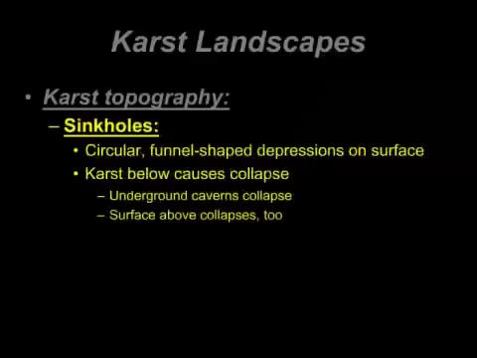Next up are sinkholes. They are circular, funnel-shaped depressions on the surface. And so key to understanding them is karst below the surface. They have these underlying cracks in the limestone that get bigger and bigger and bigger over time. Over time, they can't support the weight above it. So essentially those underground caverns collapse, and then above them, the surface collapses and creates these sinkholes and these depressions. Thus, the whole idea of a pitted, bumpy surface that looks a lot like a golf ball.